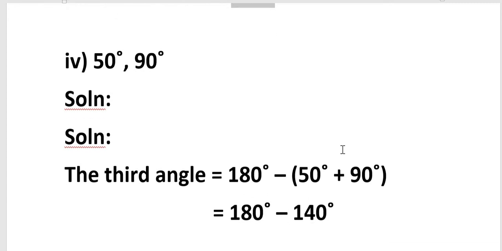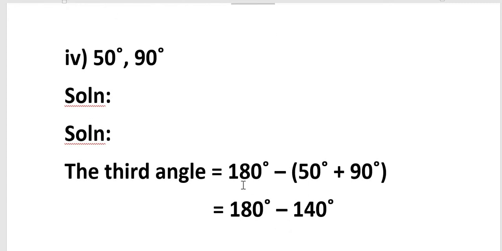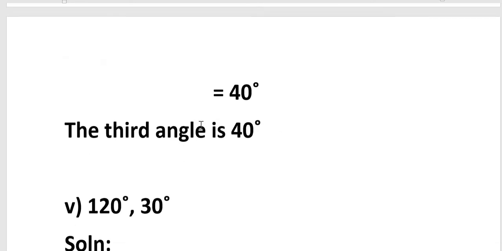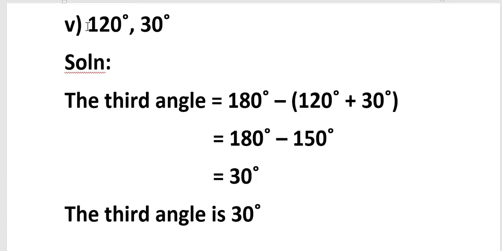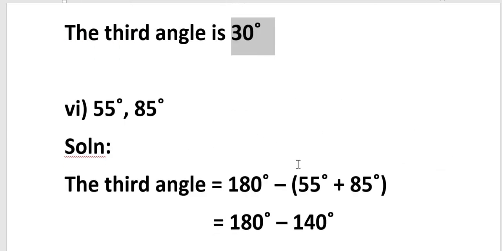Next problem is 50 degree, 90 degree. Add the two angles, 50 plus 90, it is 140 degree. Subtract it from 180 degree, we will get 40 degree. So the third angle is 40 degree. Fifth problem is 120 degree and 30 degree. The third angle is equal to 180 minus (120 plus 30). Adding these two angles, you will get 150 degree, and subtracting from 180 degree, you will get 30 degree. So the third angle is 30 degree.